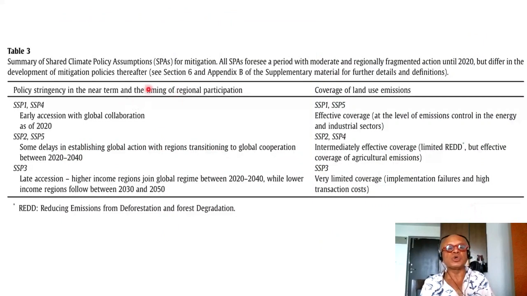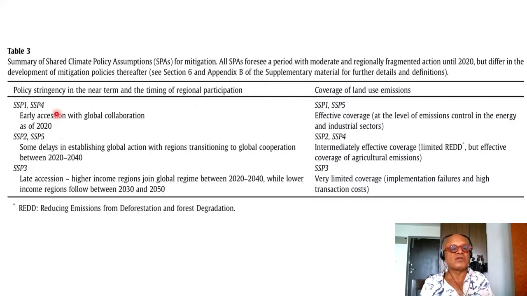Looking at the summary of shared climate policy assumptions, or SPAs, for mitigation. All SPAs foresee a period with moderate and regionally fragmented action until 2020, which we're already way past. We're in 2023 as I'm recording this, but they differ in the development of mitigation policies thereafter. Mitigation policies, you can look at what is being implemented in terms of renewables and EVs, for example, with some haphazard attempts at reforestation, afforestation under the nationally determined contributions, right? Policy stringency in the near term and time of regional participation.